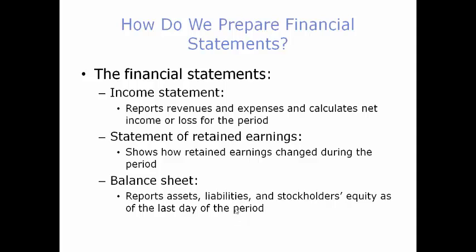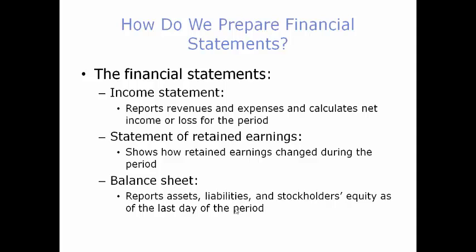The financial statements. We have three main financial statements, and we touched on this in Chapter 1, but we're going to review it again. You have the income statement, which reviews revenues and expenses and calculates a net income or a net loss. Recall that on an income statement, if the revenues are greater than expenses, you have a net income, and if the revenues are less than expenses, you have a net loss.